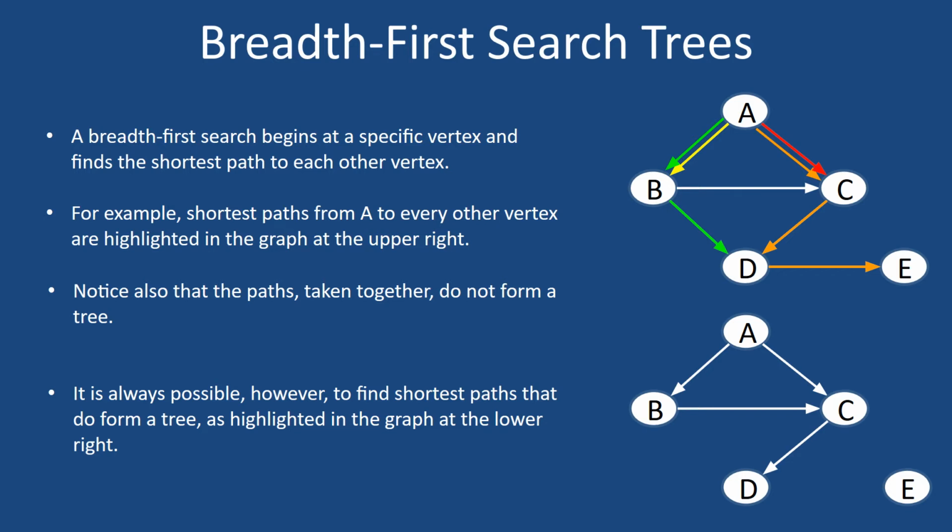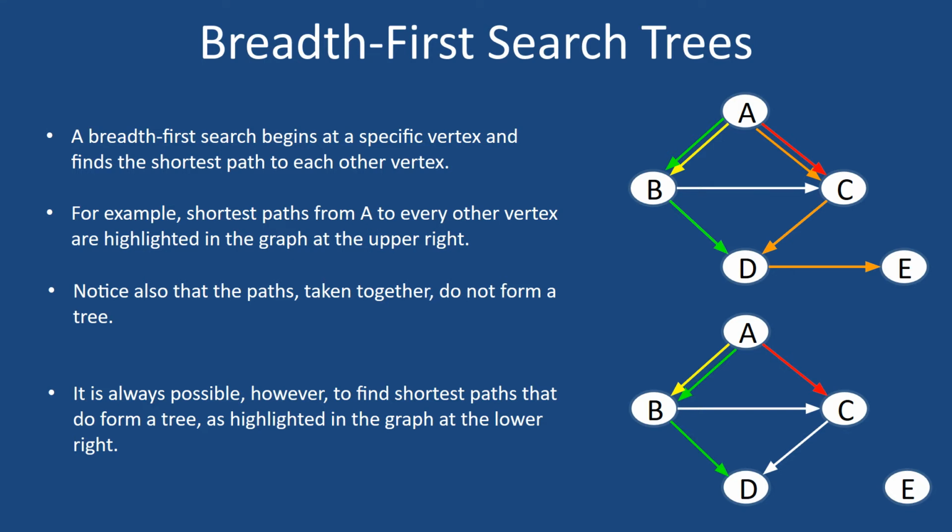So in what sense does it not form a tree? Yeah? B connects to D and C connects to D, so they're sharing the same node. D has 2 parents, basically, and that can't happen in a tree. However, it is always possible to do a breadth-first search to find shortest paths that do form a tree. I don't know what happened to my edge from B to D there. It'll come back in a second.